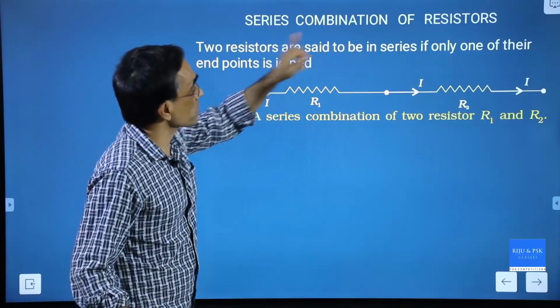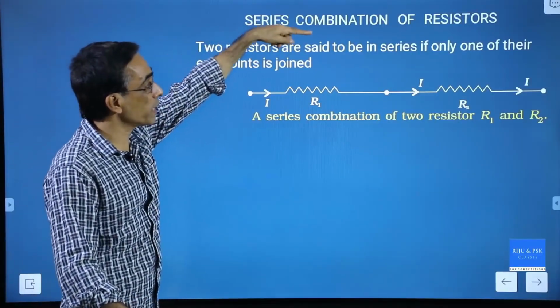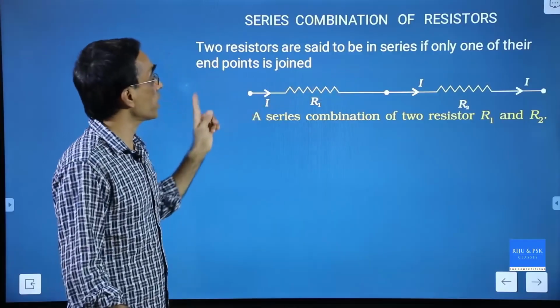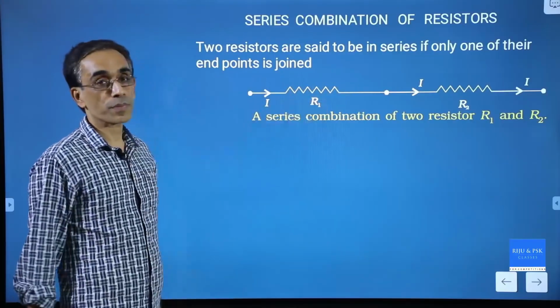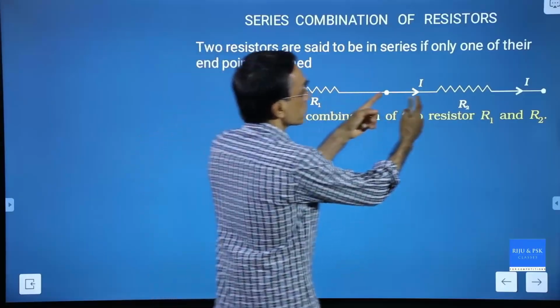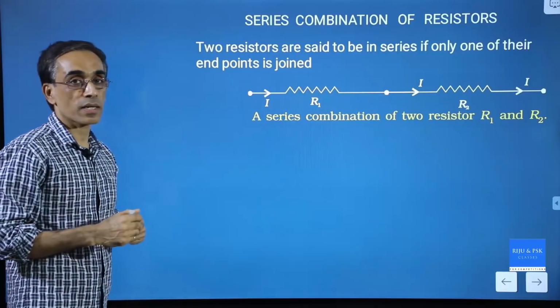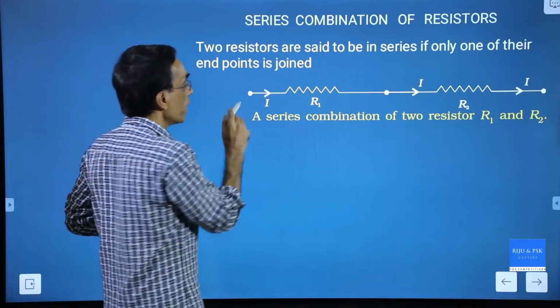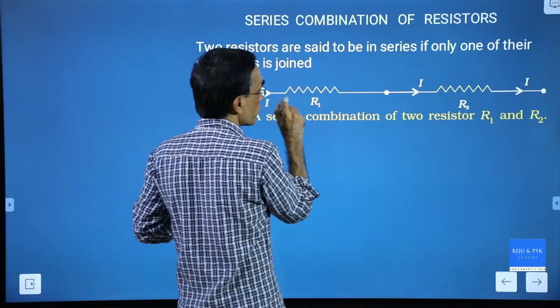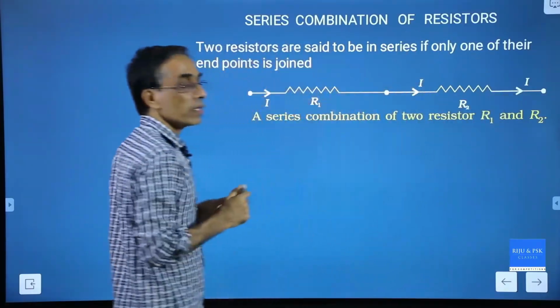Series combination of resistors. NCERT statement: two resistors are said to be in series if only one of their endpoints is joined. There is a resistor, it has got two endpoints. This also has two endpoints, only one of them joined, then that's called a series connection. So what happens in series connection? Current through the first one flows through the second one.